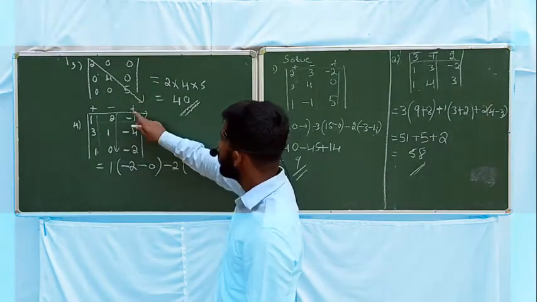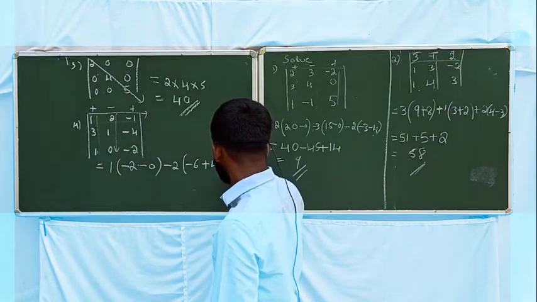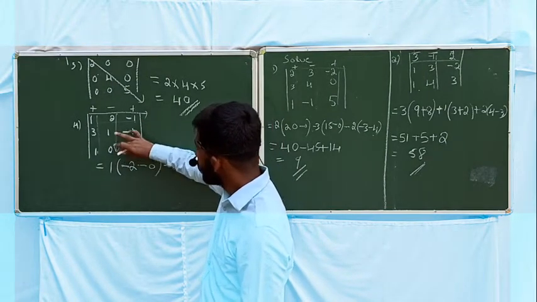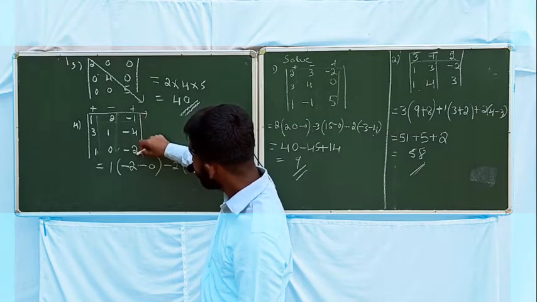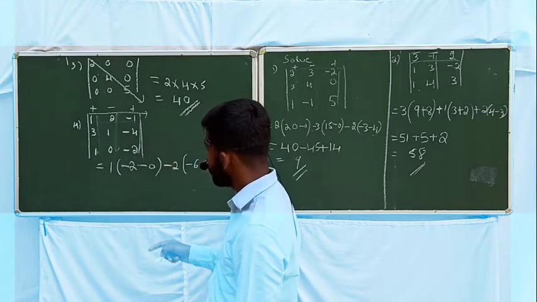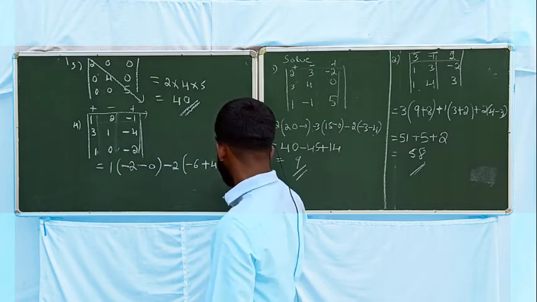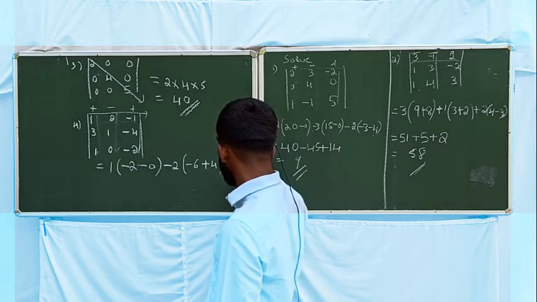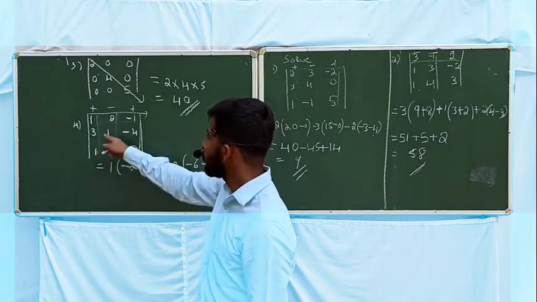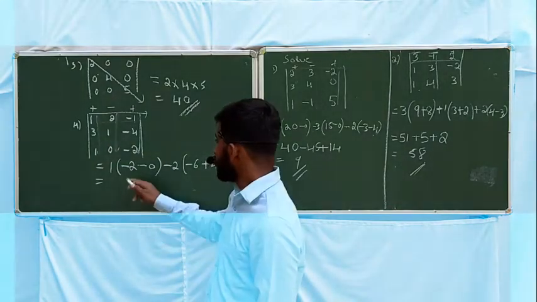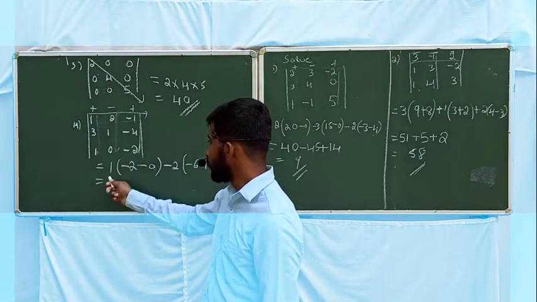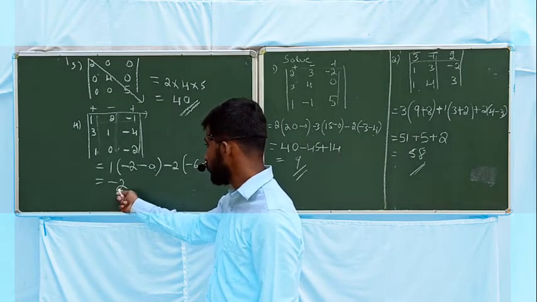Then plus into minus, minus 1 into, okay, you need to delete the first row and the third column. Okay, this column you need to delete. Then 3 into 0 is 0 minus, this is by formula, 1 into 1 is equal to 1. Next step, simplify. Minus 2 minus 0, minus 2 into 1, its value is minus 2.